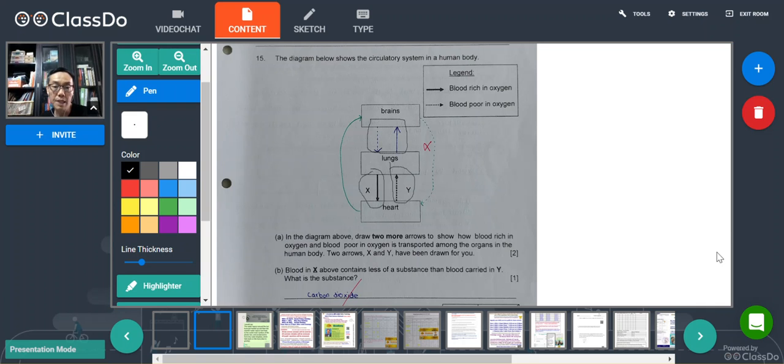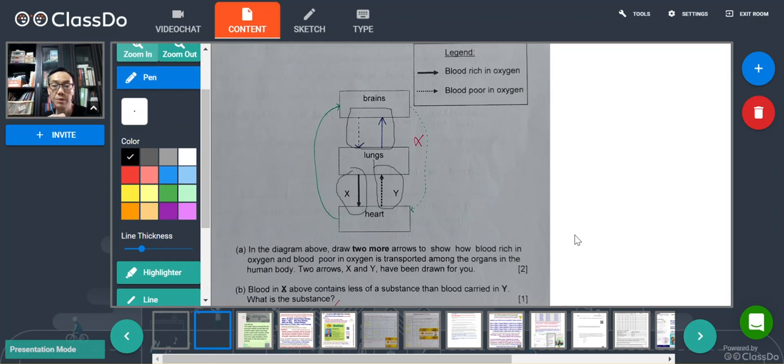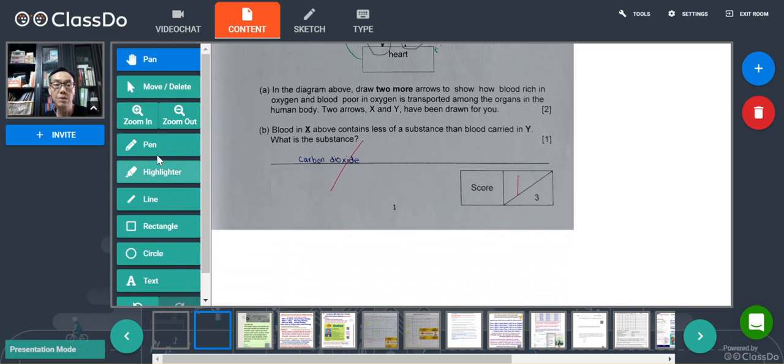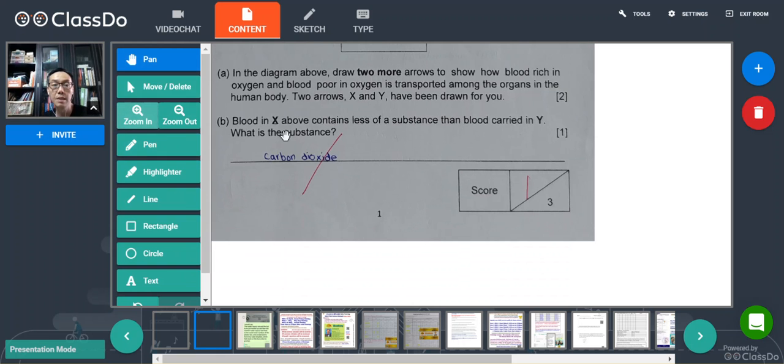If the student is not careful, the student may answer wrongly and put oxygen. So it is very important to read the questions carefully. As in this case, let's dissect the question into smaller parts. They ask you, let me zoom in and help you to see this more clearly. So once again, the question asks, blood in X contains less of a substance than blood carried in Y.